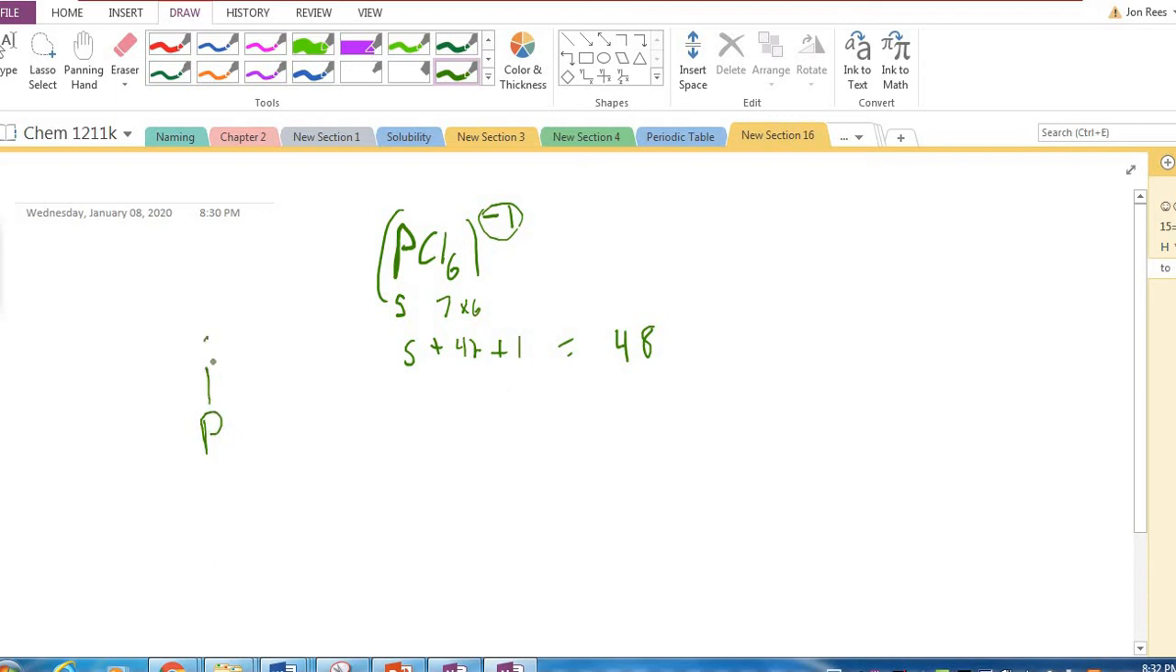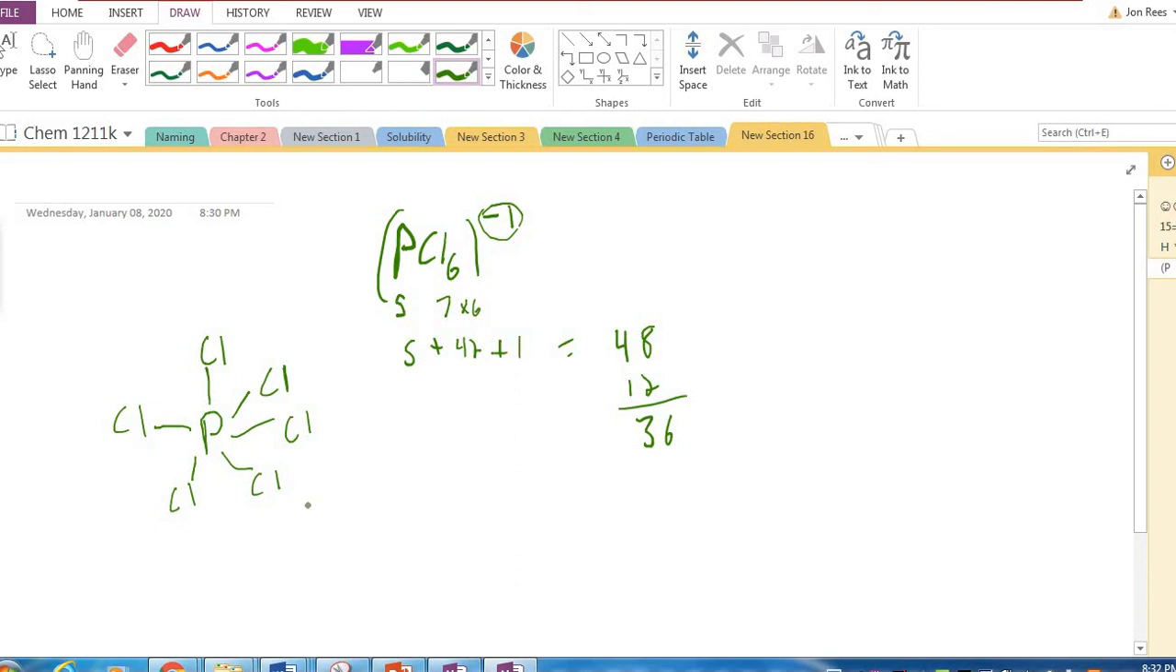I'm going to draw my basic structure here, Cl, Cl, Cl, 3, 4, 5, 6. Okay, so it's not as even as I'd like it, but we'll just go. So far I've added 2, 4, 6, 8, 10, 12. I've added 12. Okay, so now I've got 36 left to put around there.